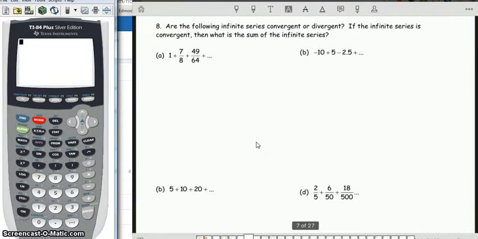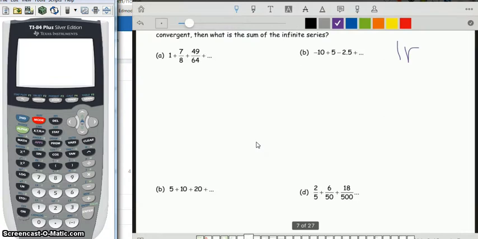So let's see. The absolute value of r is less than 1. For example, 1/2 is less than 1, right? Absolute value of 1/2 is less than 1. The absolute value of negative 1/2 is less than 1. So that's what we're looking for.